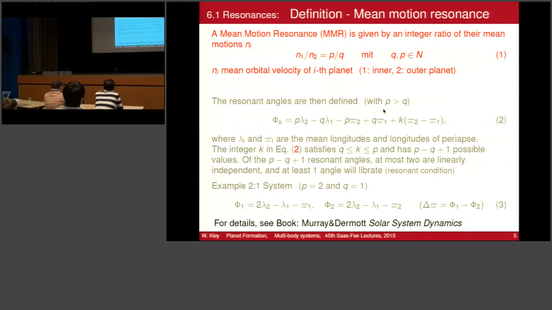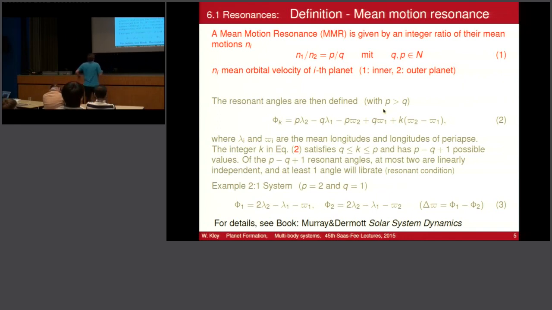Good. So what is a resonance? You don't read all of this here, okay? You only read the red part here. The mean motion resonance is given by an integer ratio of their mean motions n. So you assume that these planets move with a constant velocity through their orbit, and this you call the mean motion.